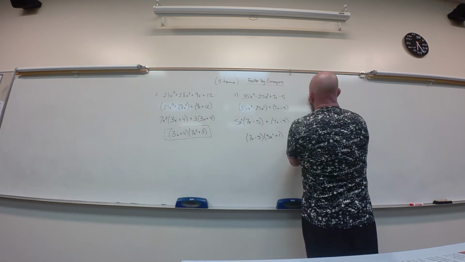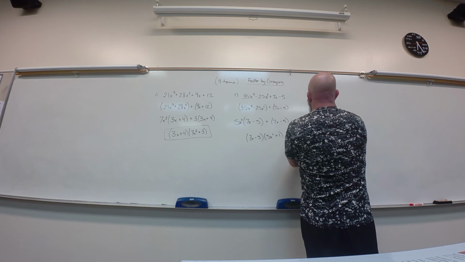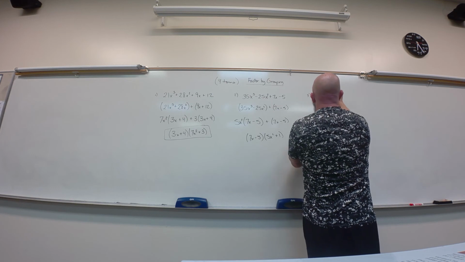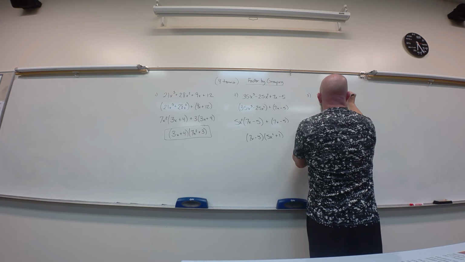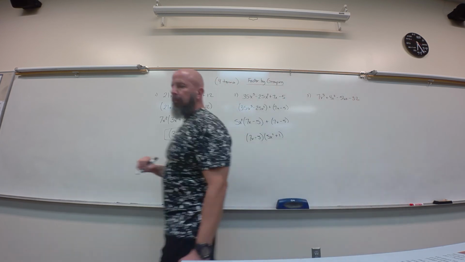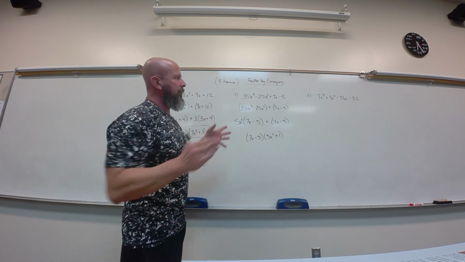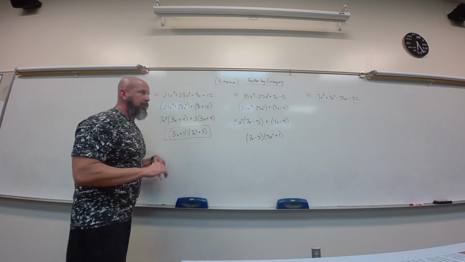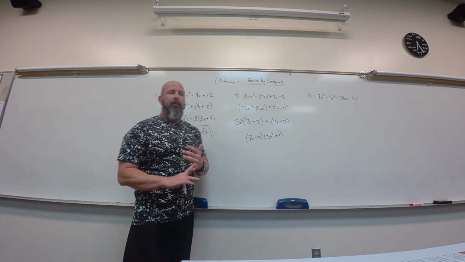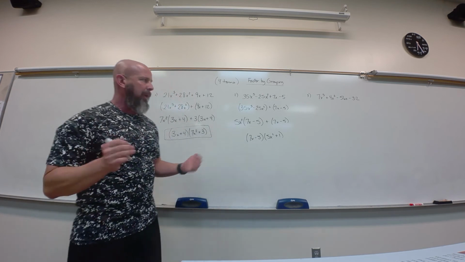Let's look at one just a little bit different here. Let's go with 7x cubed plus 4x squared minus 56x minus 32. One primary difference here in number 3 versus the first 2. Yeah, I see 4 terms. I don't see something in common between all 4, and that's okay.